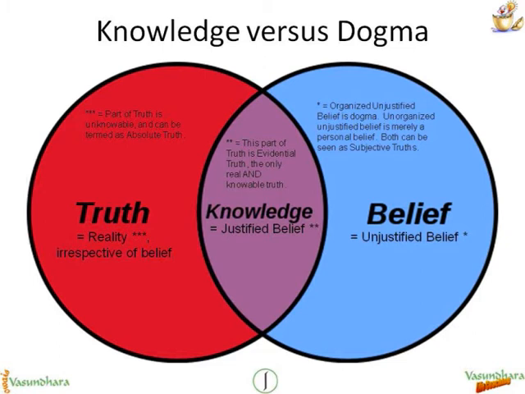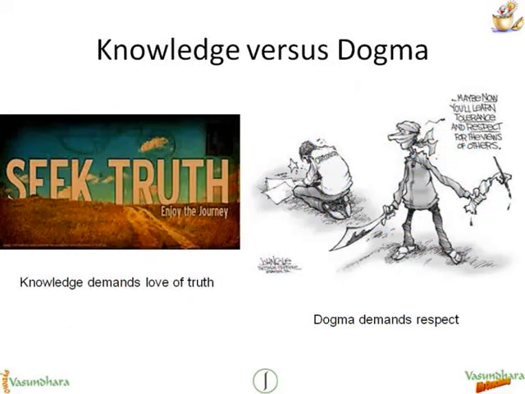When we believe something to be true and it is actually true, and it is supported by evidence, only then can we say that a belief is justified. That's when it becomes objective truth or evidential truth. And that really is the only knowable truth, the area where the two circles of truth and belief intersect. So this is the relationship between truth, knowledge, personal belief, and dogma. Knowledge demands love of truth. Dogma demands respect.